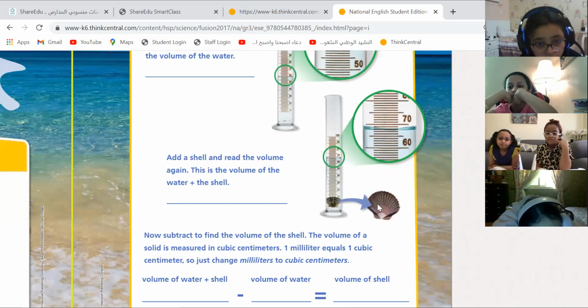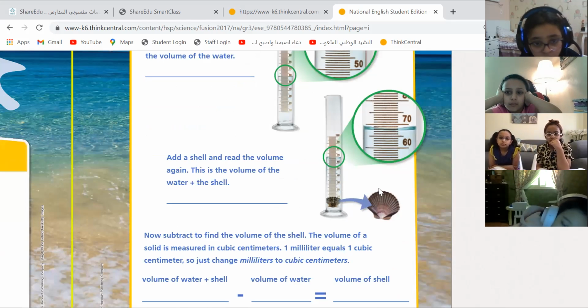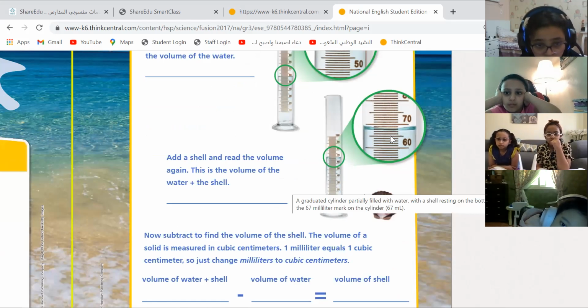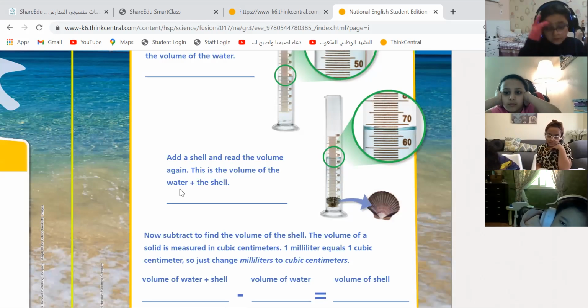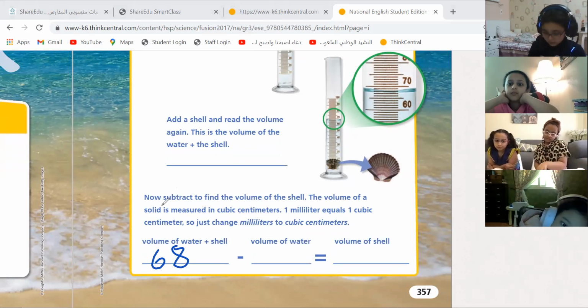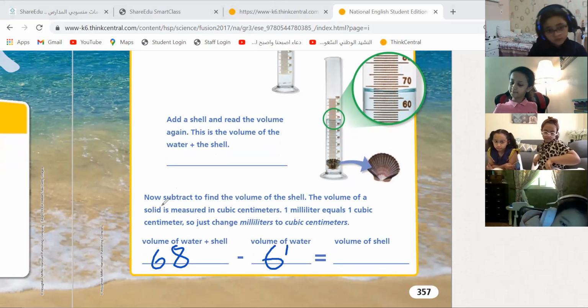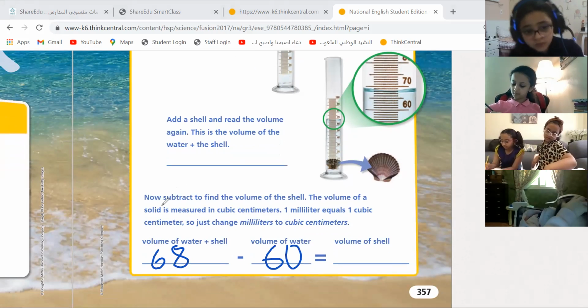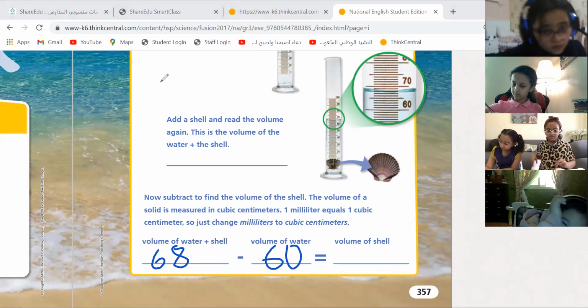When you added the seashell, how much did it reach? It reached 70. No, it's not 70, it's almost 60. What? 69. 68. It is 68 milliliters. Now, it's 68 with the shell. Without the shell, only the water, it is 60 milliliters. What is the volume of the shell? How much space did the shell take?